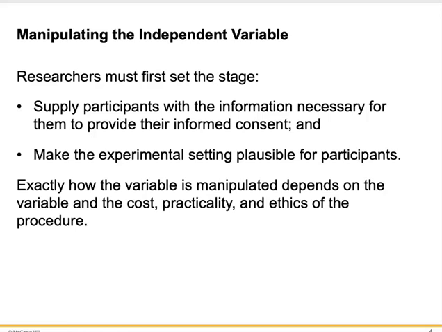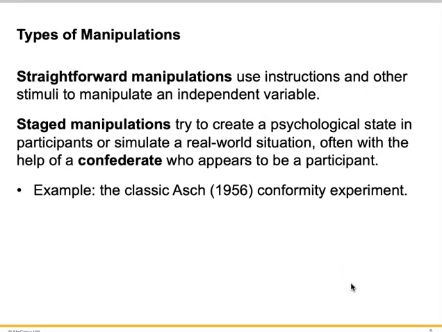And then we can be fairly confident that there's internal validity, right? That the validity of the experiment is as close to a real world setting as we would like it to be. So exactly how the variable is manipulated depends on the variable and the cost, practicality, and the ethics of the procedure. Okay. So there are different types of manipulations.